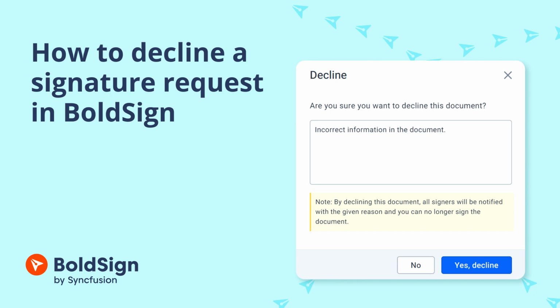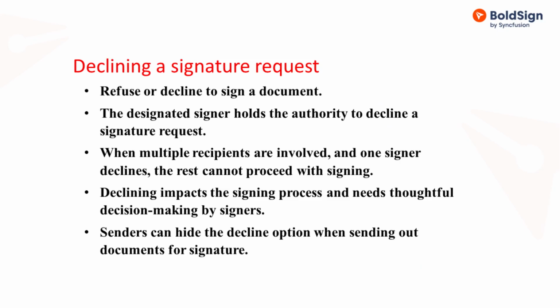This video will guide you on declining a signature request in BoldSign. Declining a signature request refers to politely refusing to sign a document. This can happen if you don't want to sign the document due to lack of info, wrong information, documents sent by mistake, and more. The individual who is designated as the signer holds the authority to decline the signature request document if they do not wish to sign it.